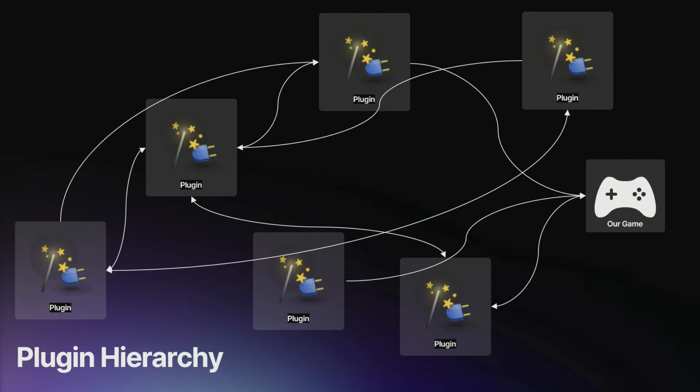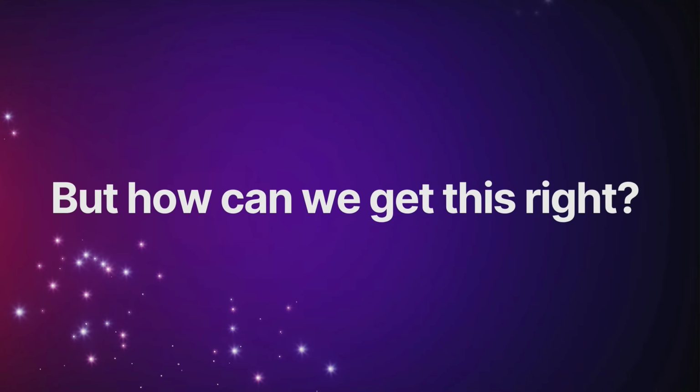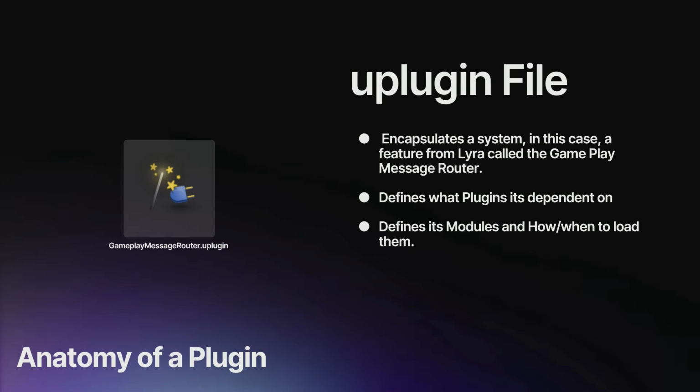However, if we do not have a solid module and plugin planning, your dependencies are going to look like this. And the further we go into development, it's going to get much worse. How can we get this right?